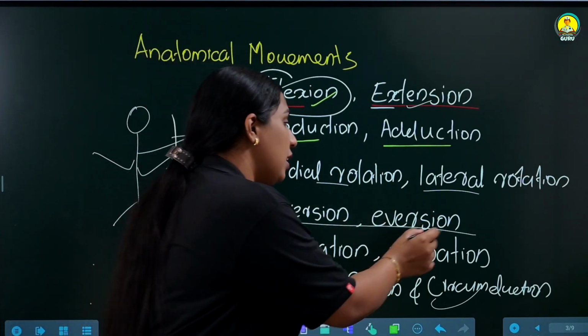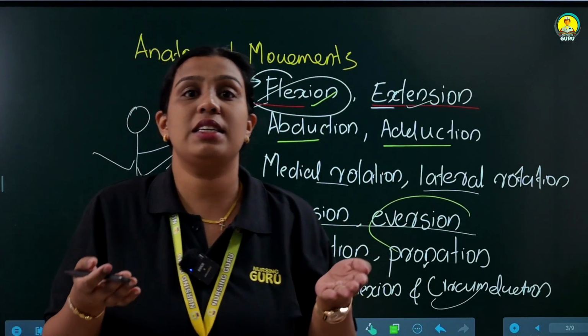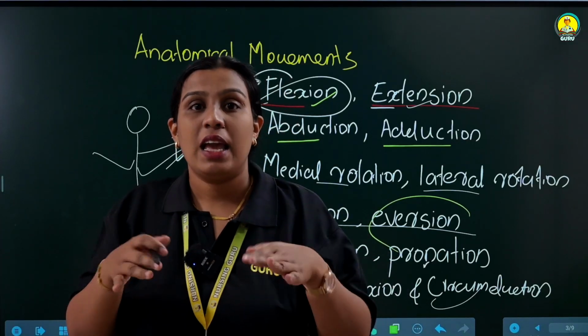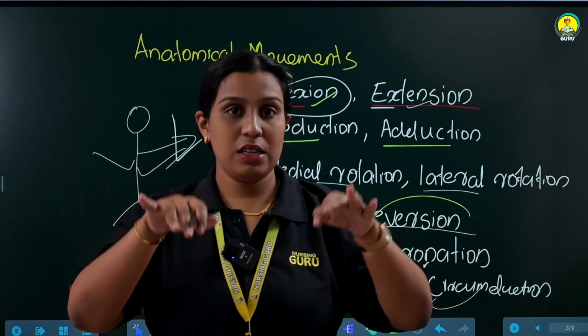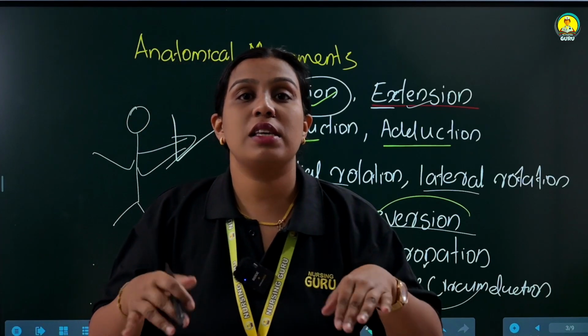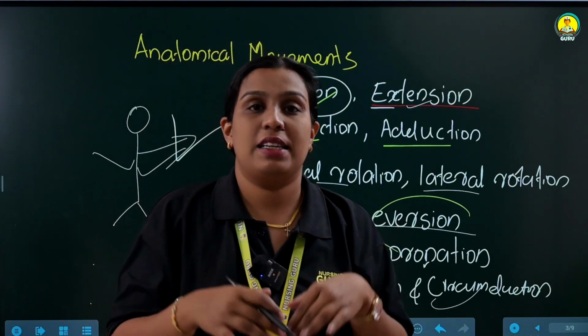Eversion, the next one, is eversion. What is that? Eversion means turning the sole of the foot outward, away from the midline of the body. Is it clear? I'll give an example. When you turn your foot so the sole faces away from your other foot, that is eversion.